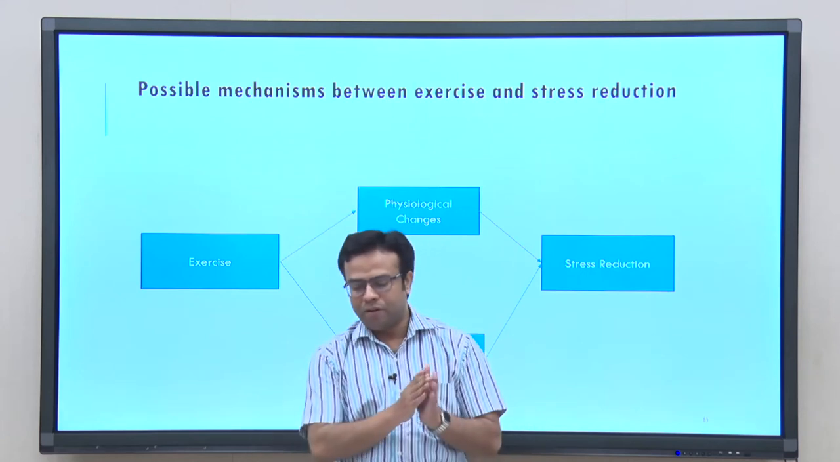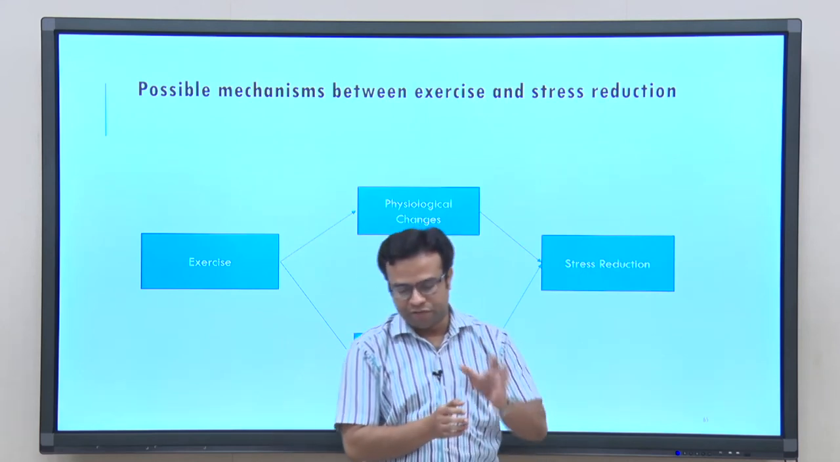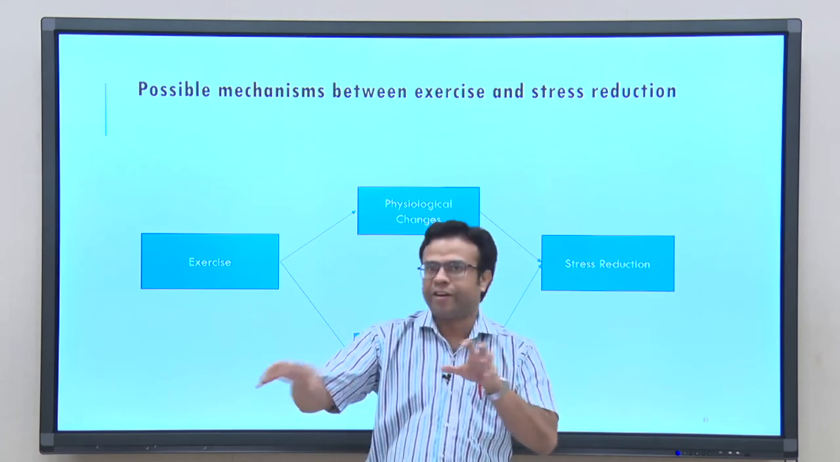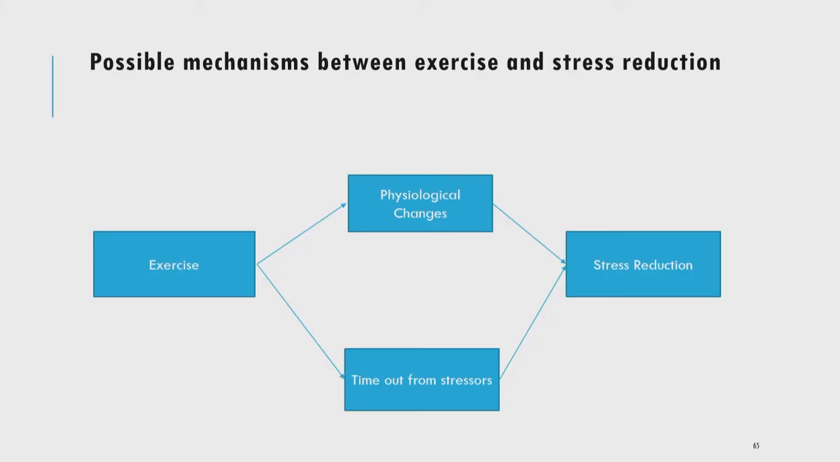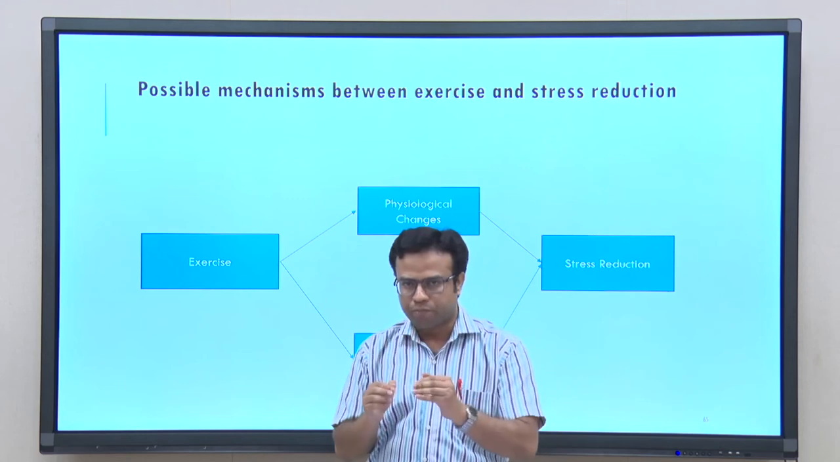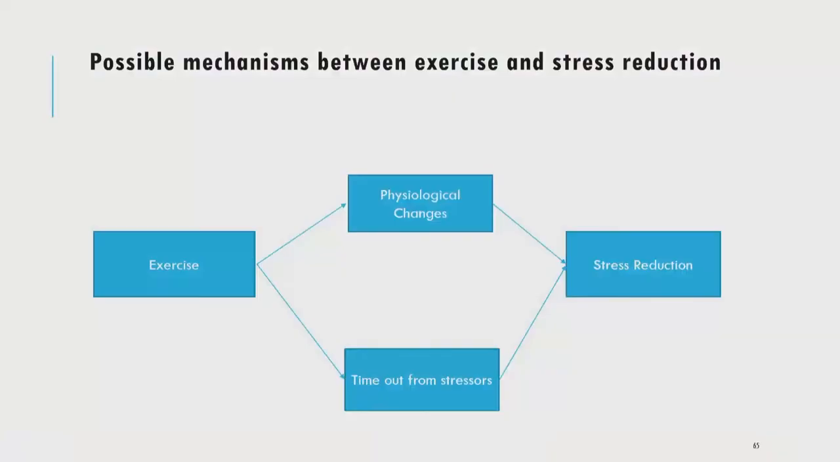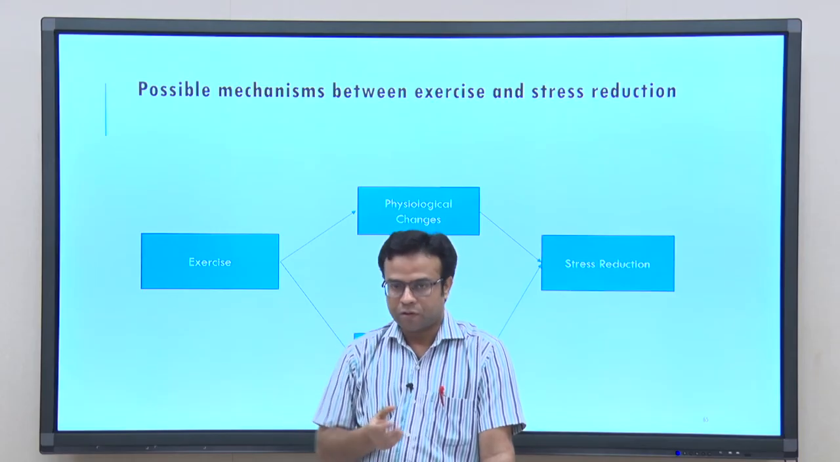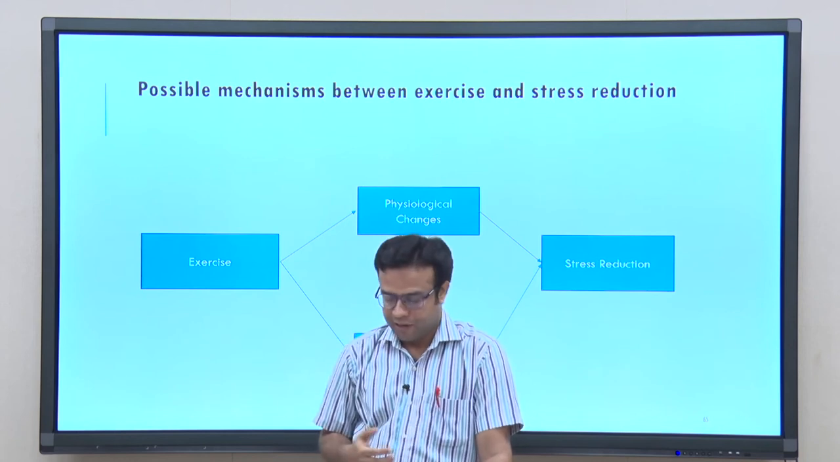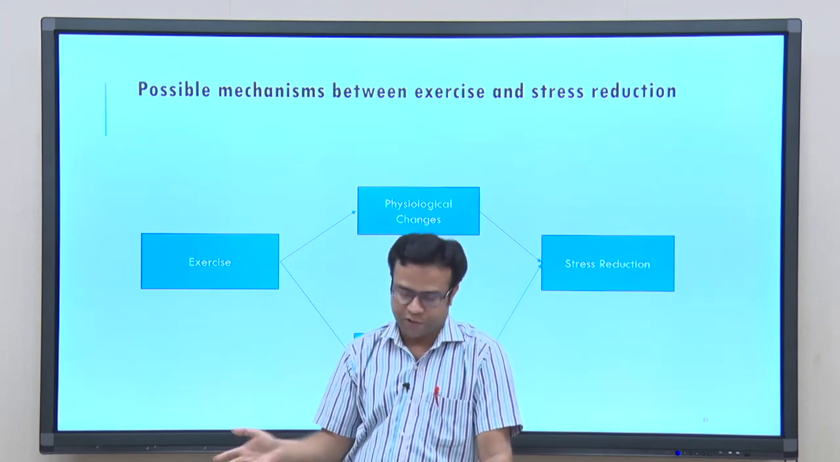So, what could be the possible mechanisms by which physical exercise can reduce stress? Some of the research indicates that there could be two possible ways. One is that physical exercise brings about some beneficial physiological changes. So it does some changes in your body in terms of physiology, in terms of hormones and other physiological activities, which ultimately reduces stress.